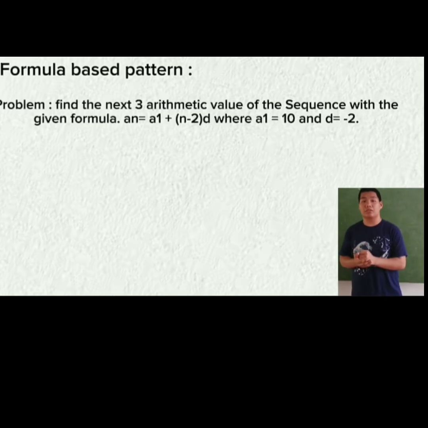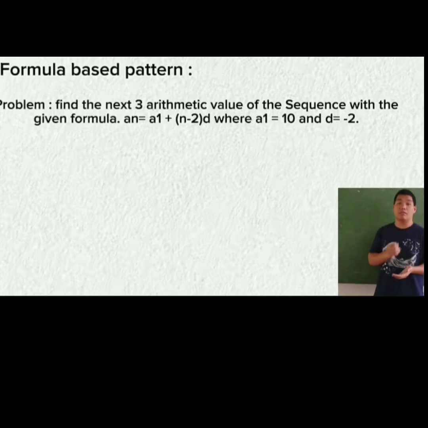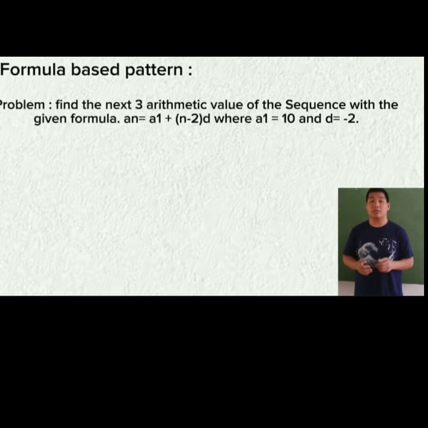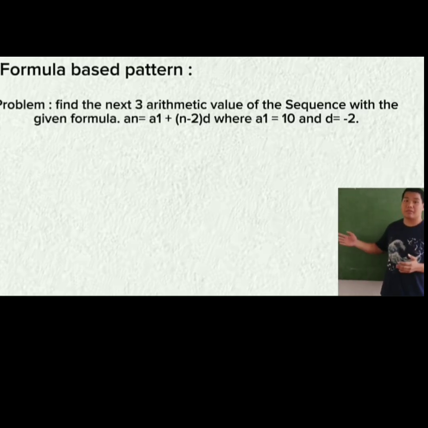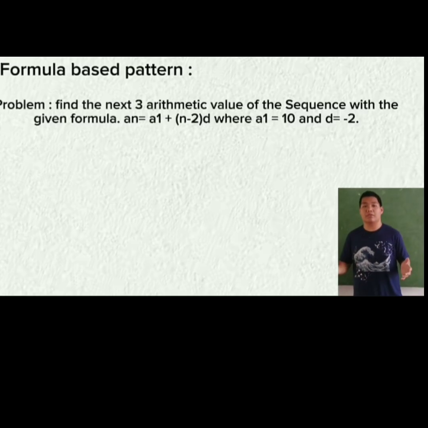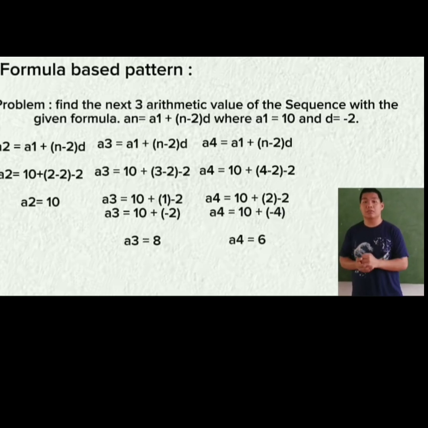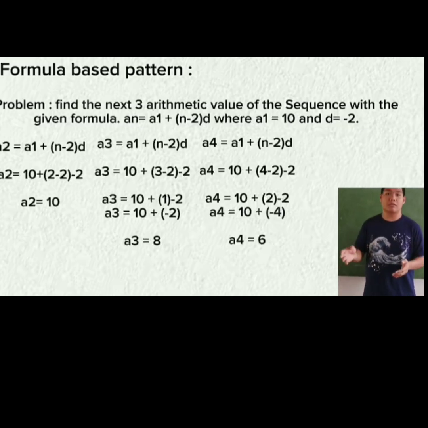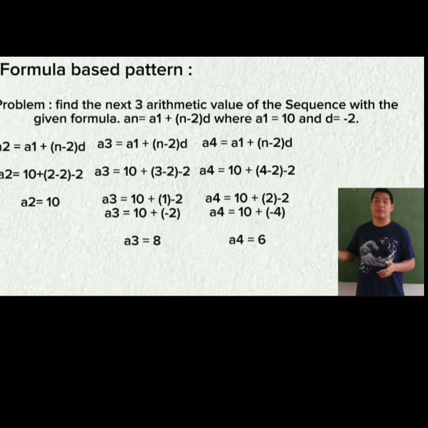Find the next three arithmetic values of the sequence with the given formula a sub n is equal to a sub 1 plus the quantity n minus 1 times d, where a sub 1 is equal to 10 and d is equal to negative 2. Upon solving the problem of finding the next three arithmetic values, we would end up with a sub 2 is equal to 8, a sub 3 is equal to 6, and a sub 4 is equal to 4.